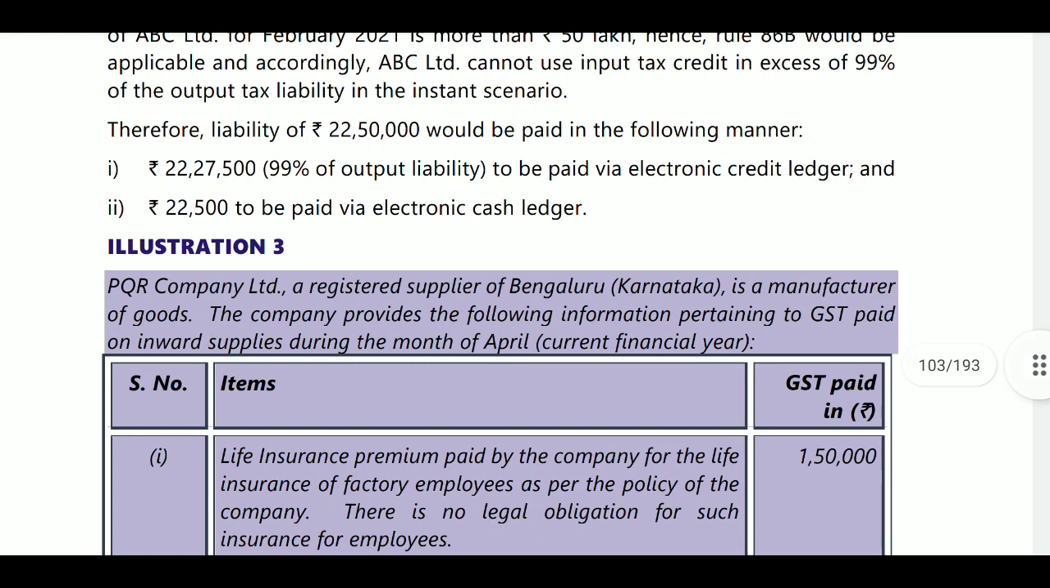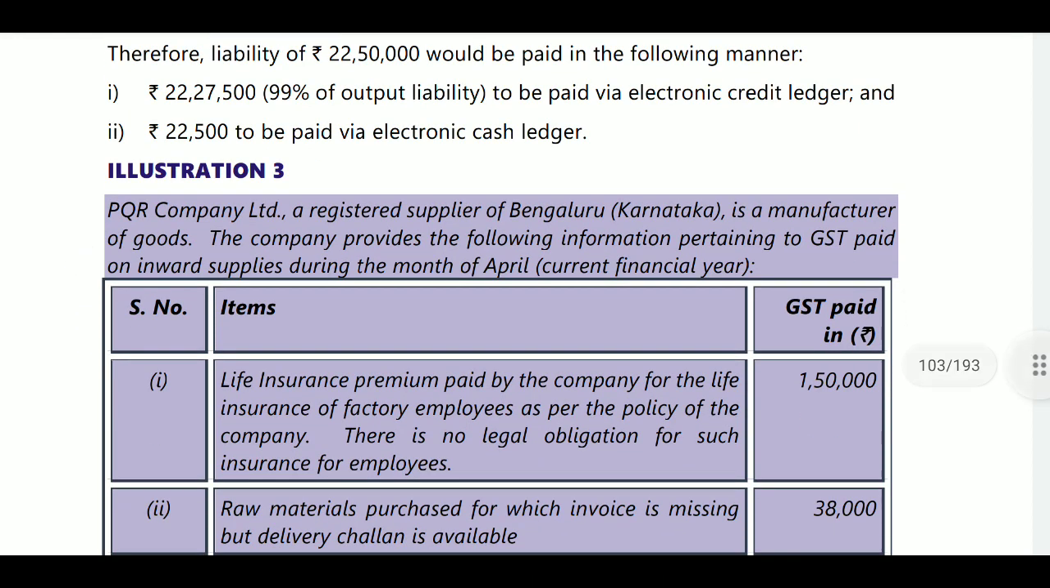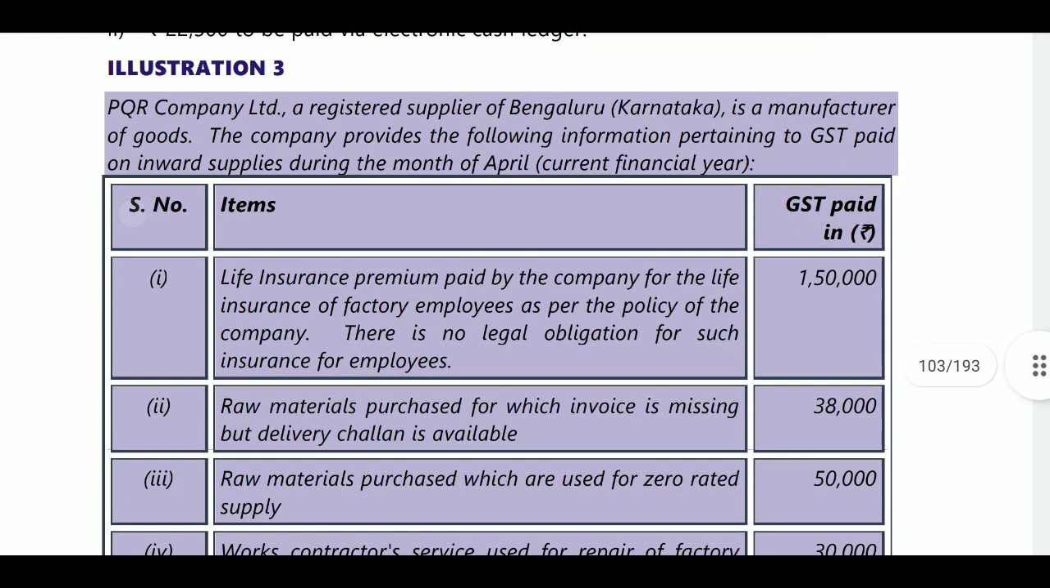Next, illustration number 3. What is there in illustration number 3? PQR Company Limited, a registered supplier in Bangalore, Karnataka, a manufacturer of goods. The company provides the following information pertaining to GST paid on inward supplies during the month of April. So, during the month of April, they provided their information. Okay. What is the information?